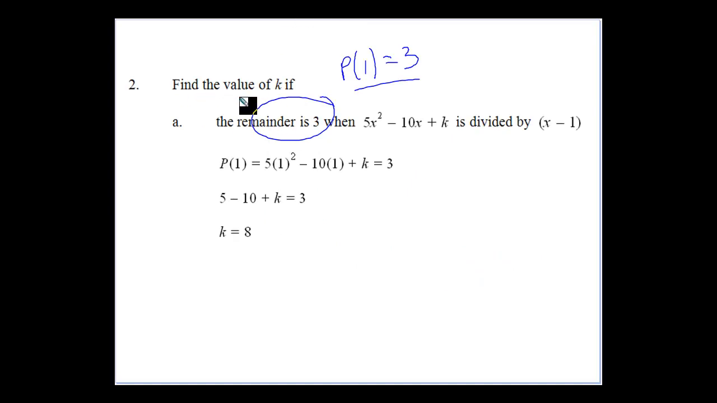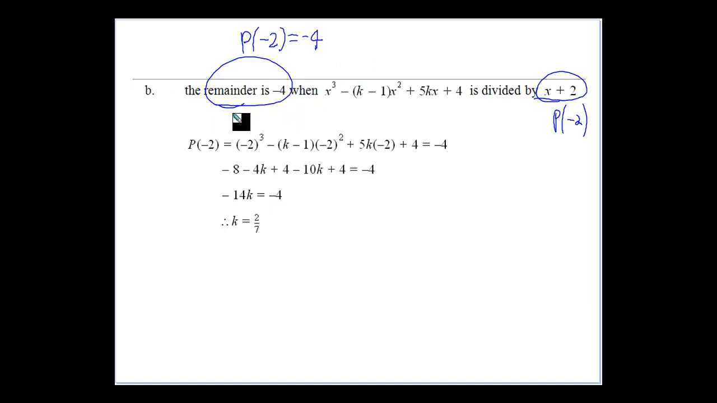Using the remainder theorem, we want to find k. If the remainder is 3 when we divide by x minus 1, then when we substitute 1 into the polynomial, the remainder ends up being 3. So P(1) is equal to 3. We do the substitution and end up with an equation just in terms of k, which means k is equal to 8. So it's using the remainder theorem to solve a slightly different problem.